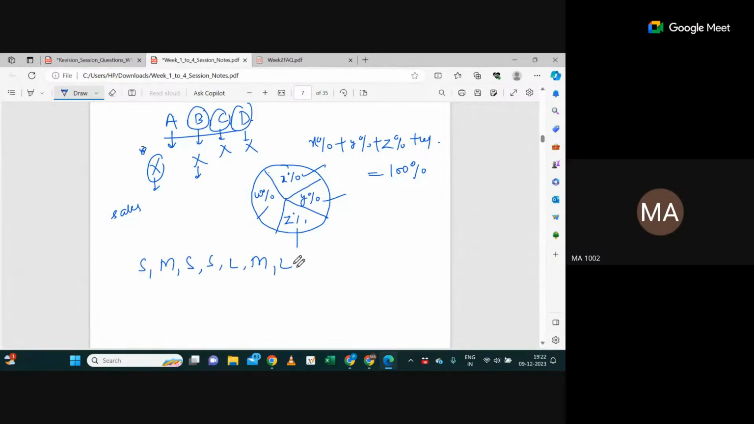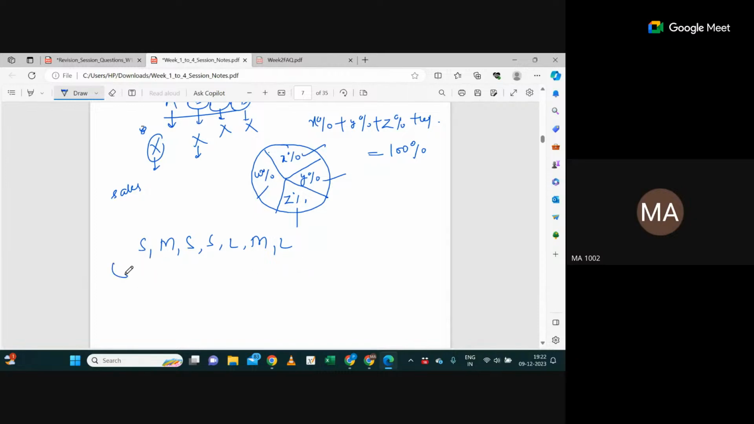Now, first of all, I have to arrange the data set, right? So it will be small, small, medium, medium, large, large. So what is the median? Median says it divides the data into two equal parts, right? So what is the middle observation? It is M, right? Because if you see, the middle is M. So your median is M.